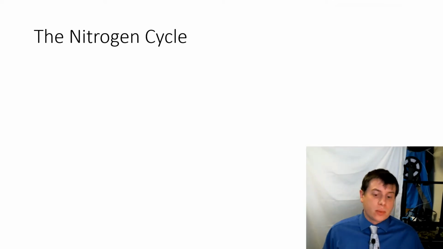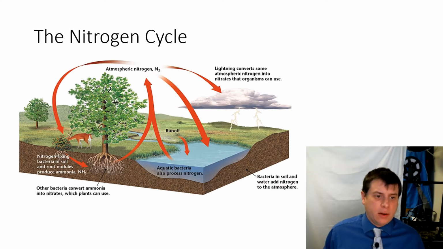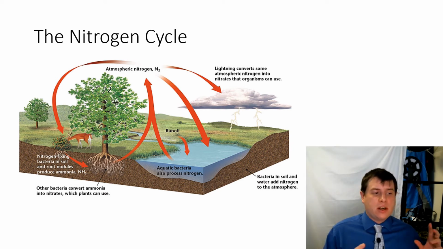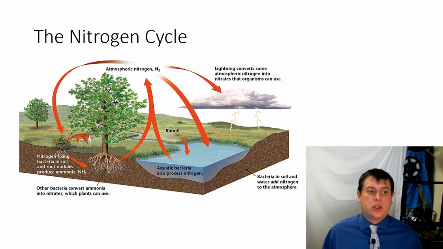So here's a picture of the nitrogen cycle, and this is just a quick breakdown of what happens. So you've got the atmospheric nitrogen, N2. Sometimes lightning can convert that into NH4, but a lot of it's also done by nitrogen-fixing bacteria that produce ammonia, NH3. Other bacteria will convert the ammonia into nitrates, which a plant can use. And then some of that bacteria will take that ammonia or take those nitrates and convert it back into N2. And that's called denitrification. All right.